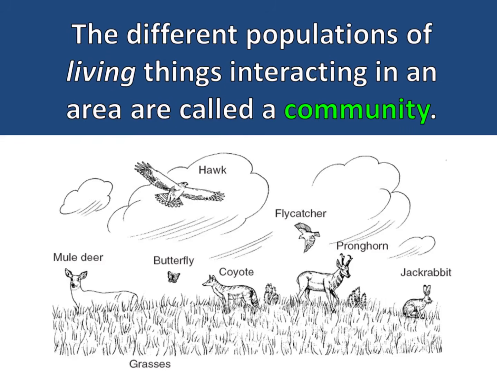The different populations of living things interacting in an area are called a community. Scientists can talk about the animal community or the plant community, or they can be more specific and talk about the bird community or the mammal community. However, communities are always made up of living things that are found interacting in an area.